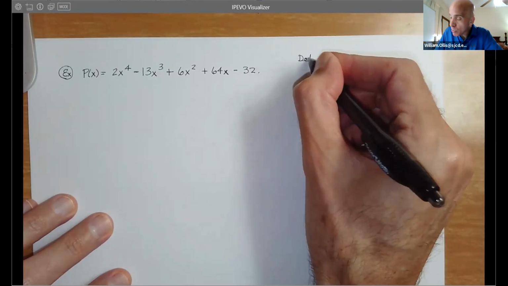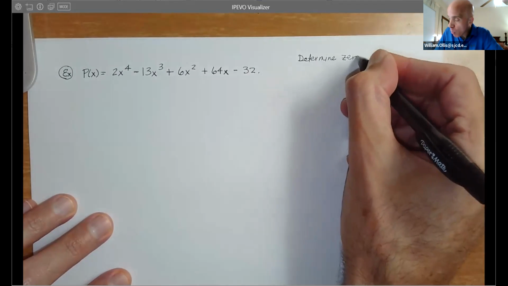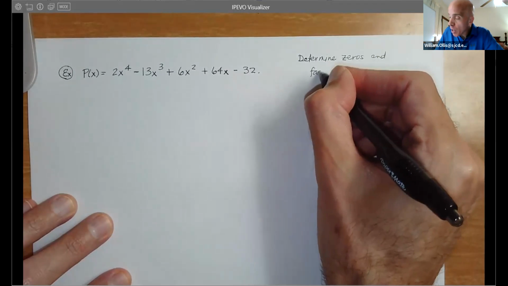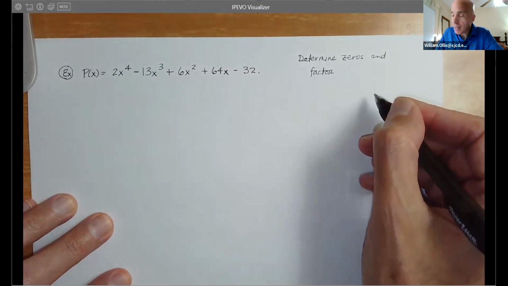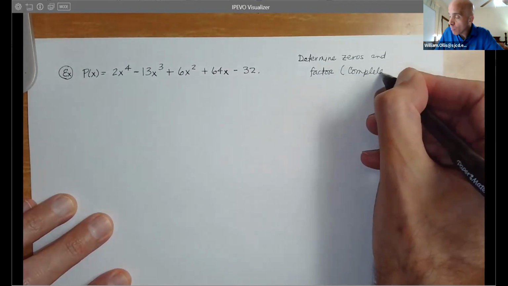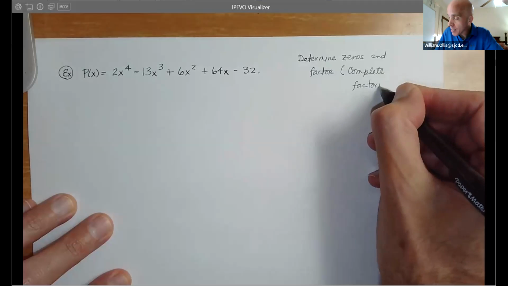Now, when we look at this problem, what we want to do is determine zeros, as we always do, and factor. And the goal today is going to be a complete factorization, like you have when you talk about the fundamental theorem of algebra, complete factorization.